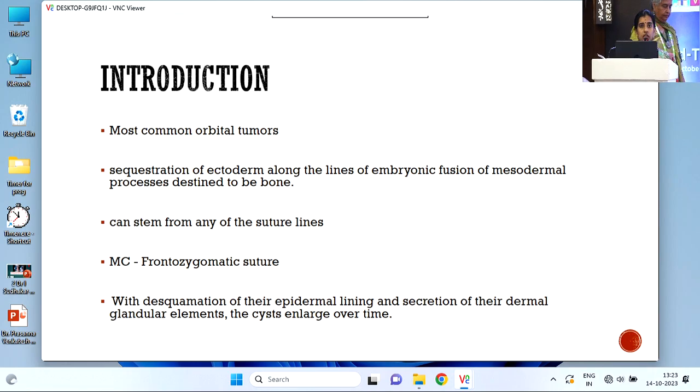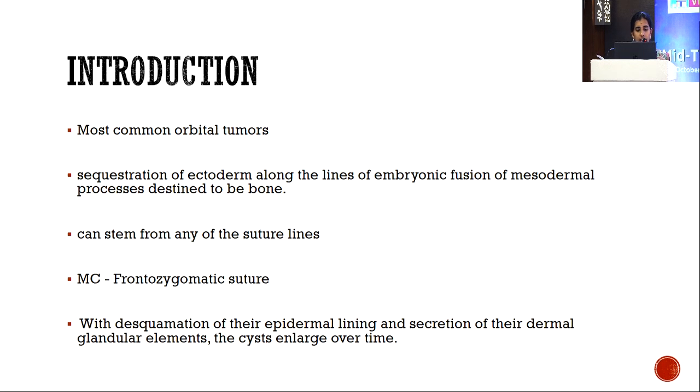So what are these dermoid cysts? They are the benign choristomas which arise from sequestration of ectoderm along the lines of embryonic fusion of mesodermal processes. They can stem from any of the sutural lines in the orbit, but the most common is the frontozygomatic suture. With the desquamation in the epithelial lining, these cysts tend to enlarge over a period of time.